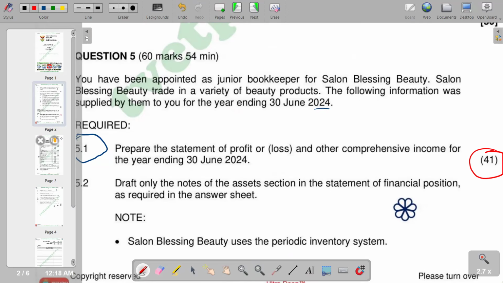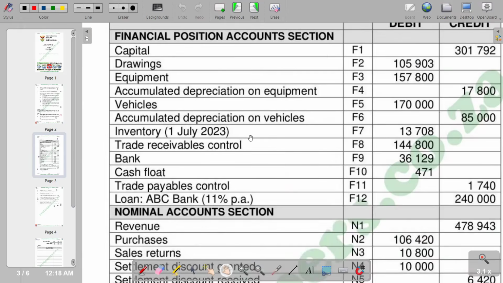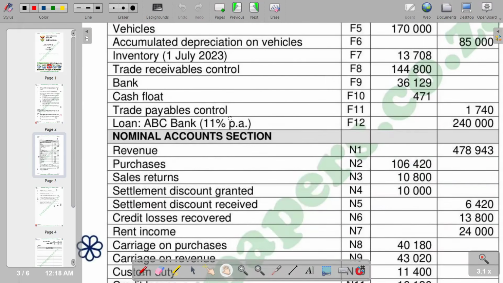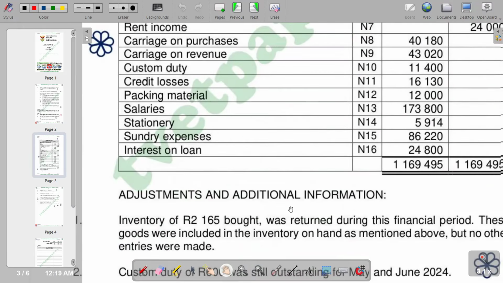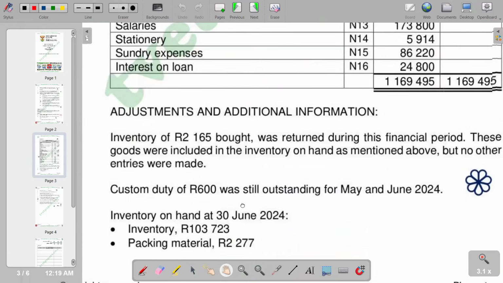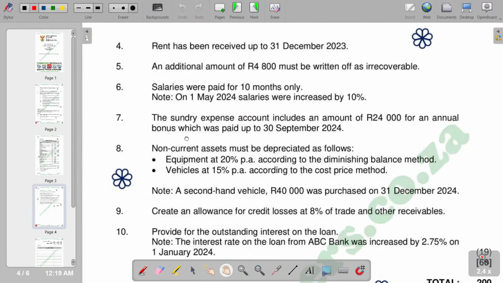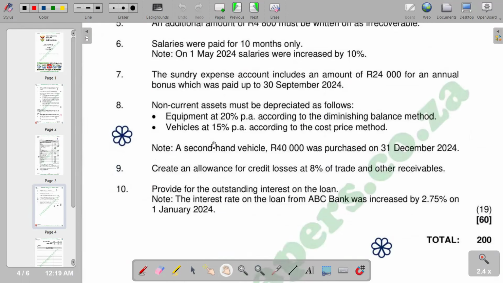We move on to our question, whereby we are given the pre-adjustment trial balance on 30 June 2024 of Salon Blessing Beauty. Of course, we have the debit column and the credit column. This is information that you just need to browse through before you start to answer the question. Going through, you'll see that we also have the adjustments and additional information that we need to read before you start to answer. And then we have a continuation of additional information going down to additional information number 10. So this is the information that we have.